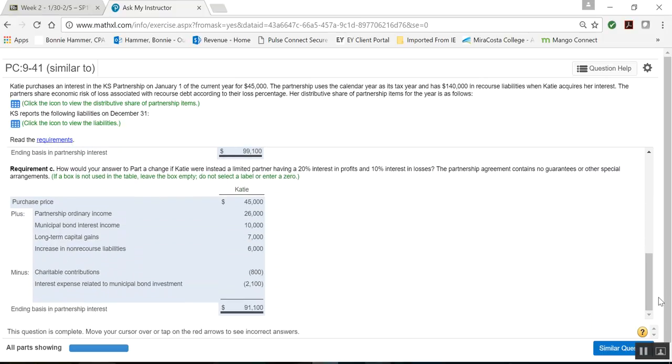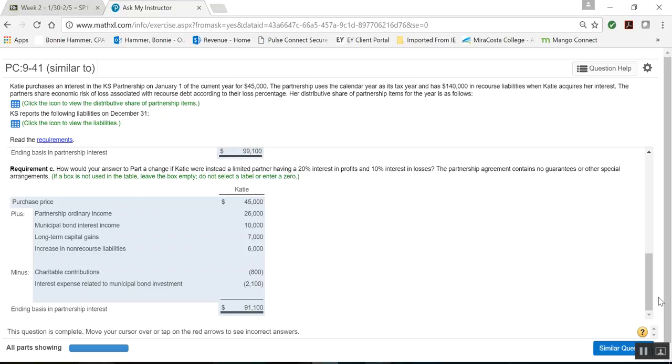Now, our last requirement is this. How would your answer to Part A change if Katie were instead a limited partner? Now she's a limited partner. So if she's a limited partner, what kind of partnership is this now? Can a general partnership have any limited partners? The answer is no. But a limited partnership always has at least one general partner, and then the rest are limited partners. So that's the definition: there's one or more limited partners in the partnership, and there has to be at least one general partner in a limited partnership.